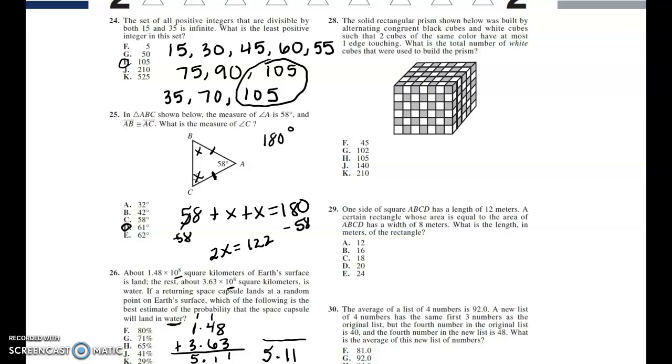So which number is about water? Well, it's this guy right here. So 3.63. Type that in on your calculator, 3.63 divided by 5.11, and you get a decimal. It's 0.710. Now they're looking for the percentage, and how you turn this into a percentage is by moving it over 2 decimal places, right? So that would be 71%.